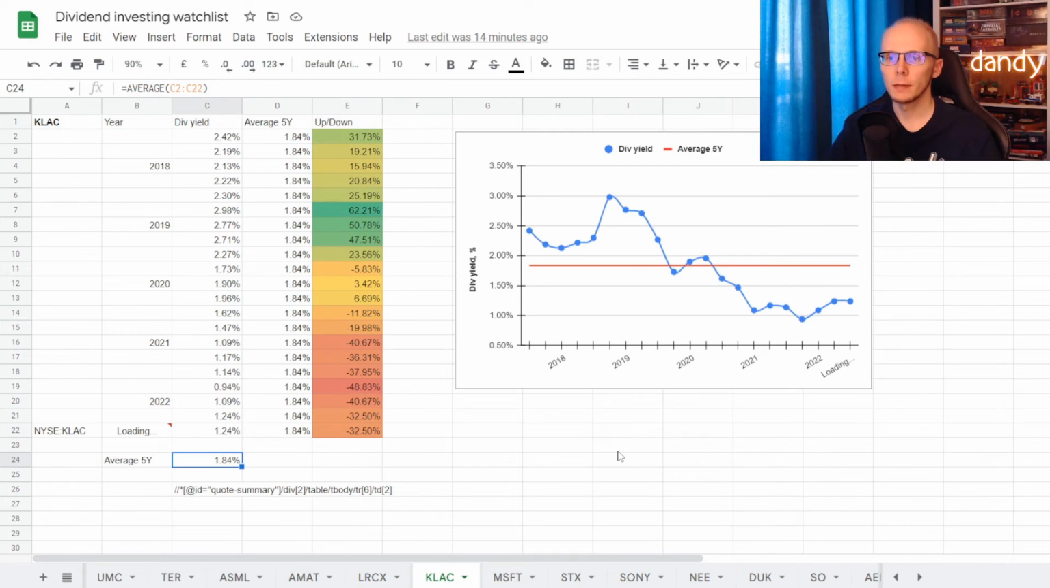And for the KLA, with a 5-year average dividend yield of 1.84%. So we saw the best yield back in 2018 at 2.98%, over the 5-year average for 62.21%. And worst one by the end of 2021 at 0.84%, under average for 48.83%. Now currently we still have the yield low at 1.24%, meaning that it is now still way under average at minus 32.50%.